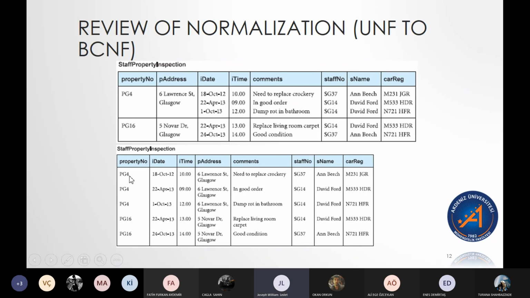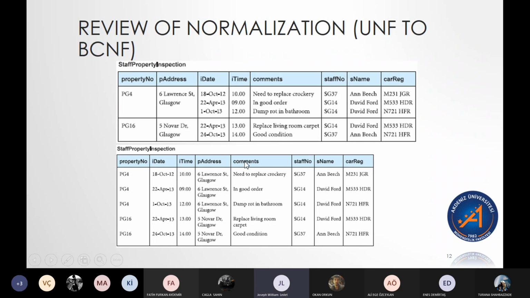The other possibility is to make a single table where we just unmerge these cells and make a copy of these values here. We have a staff property inspection table, and then we start trying to figure out what are some functional dependencies we need to identify. What are functional dependencies here?